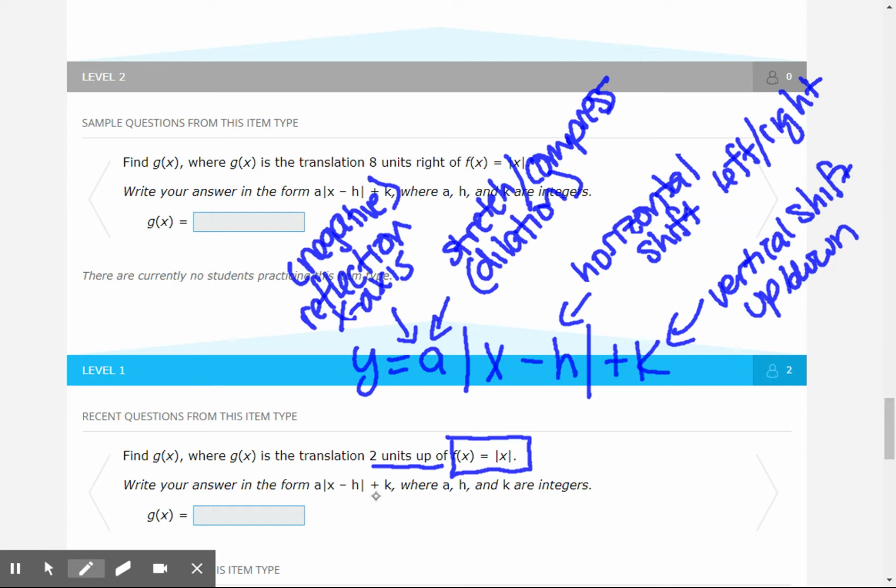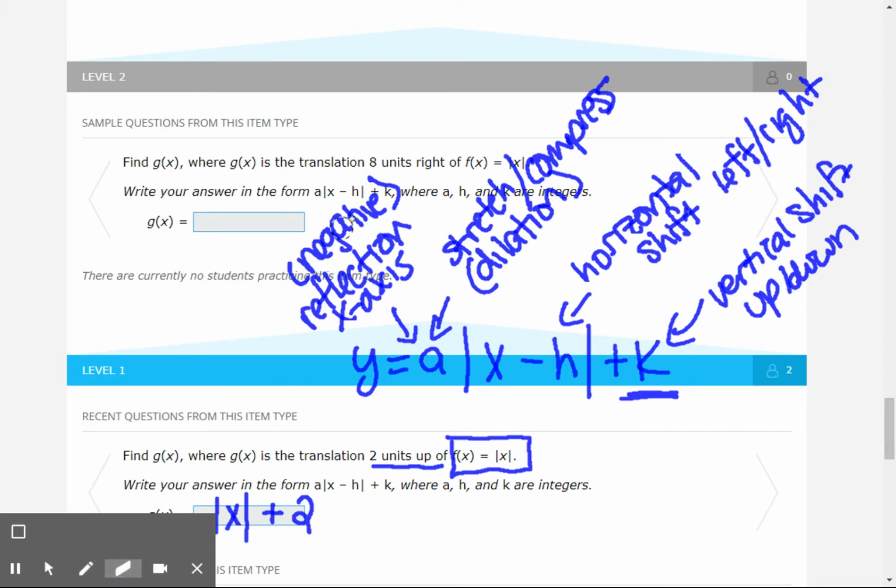So if I look at this example, it is telling us that we are shifting 2 units up. So remember, that means we are talking about going up and down. So that's a vertical change. So we're focused on adding a number to the back of this function. So we can say g of x is equal to the absolute value of x because we're not going left or right. And it wants us to go up 2, so we're going to add a positive 2 to the back. And that is all you need to do.